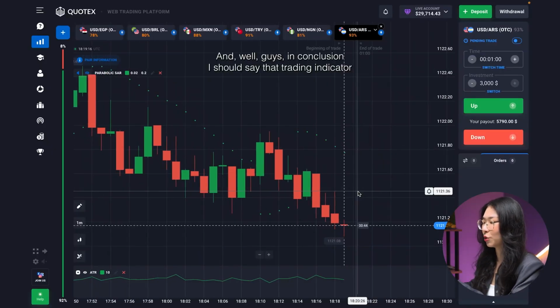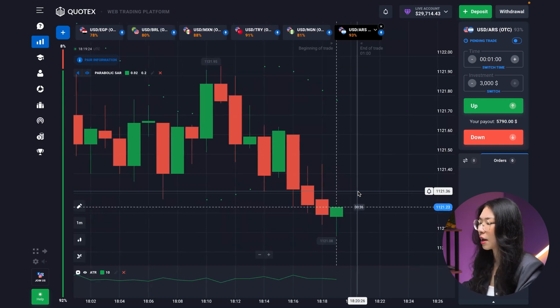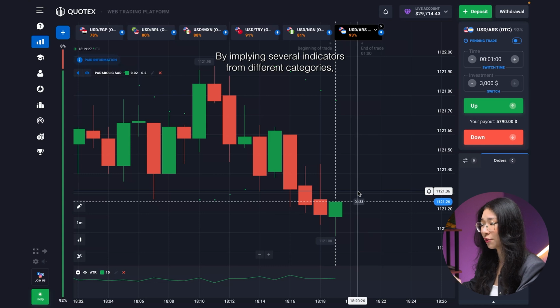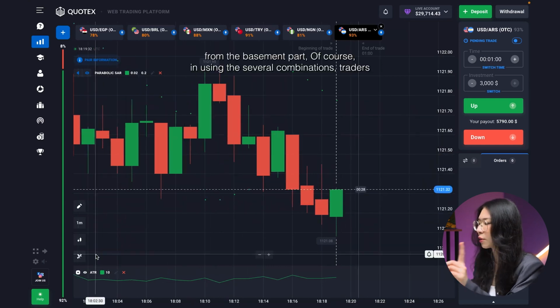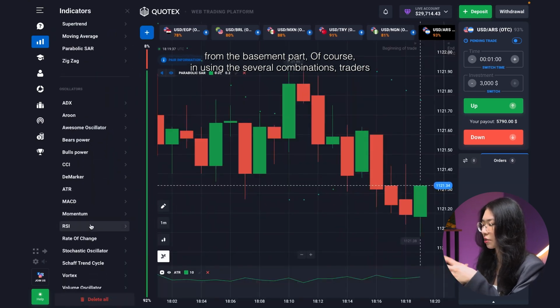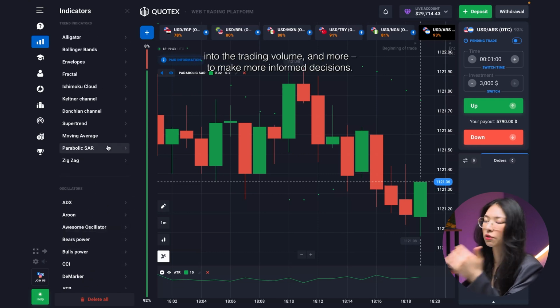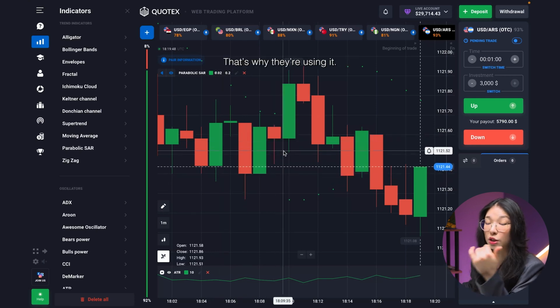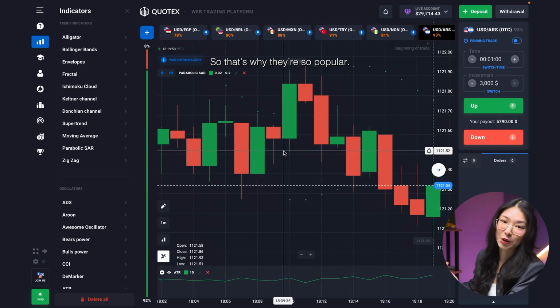And well, guys, in conclusion, I should say that a trading indicator combination may be a strong technical analysis approach, by using several indicators from different categories, such as ones from the first part and others from the second part, plus the basement part, of course. By using several combinations, traders may get valuable insight into the market trends, into the volatility, into the trading volume, and more to make more informed decisions. It's very important, guys. So that's why they're using it, and that's why they're so popular.